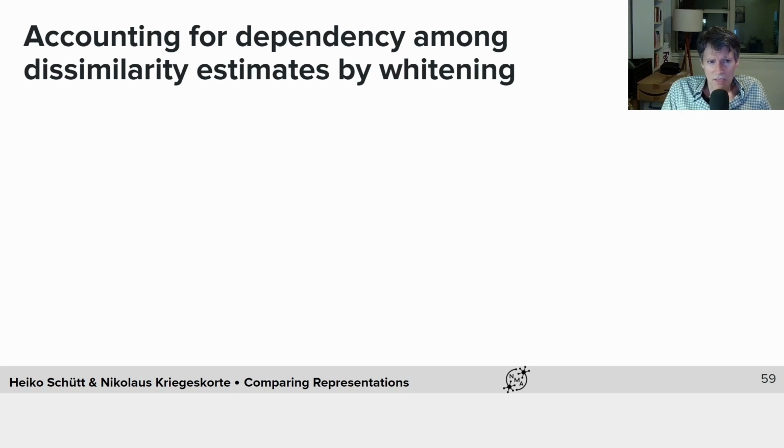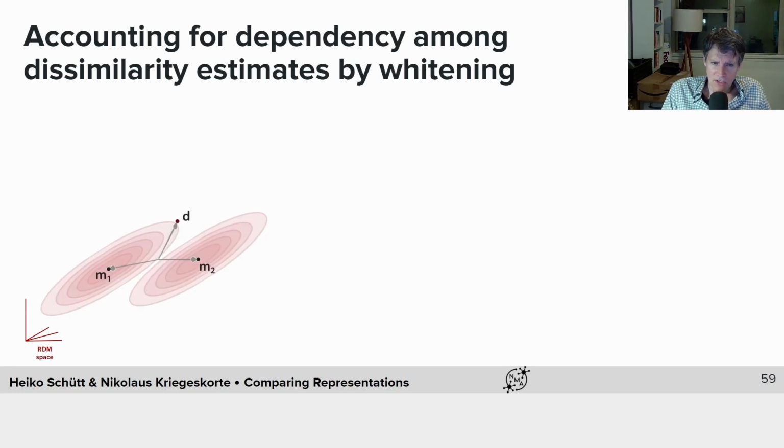An important issue in this context is that we need to account for dependency among dissimilarity estimates by whitening. Now, this might seem familiar. We just talked about whitening in the context of response pattern variability, noise in the space of the neural responses. Now we're talking about noise dependency in the space of RDM estimates. So we're talking about the space that the RDMs live in. This space has one axis for each dissimilarity, so one axis per pair of stimuli. And a point in this space is an RDM.